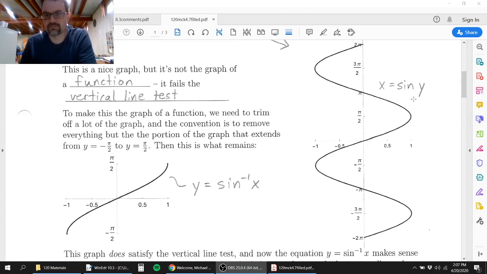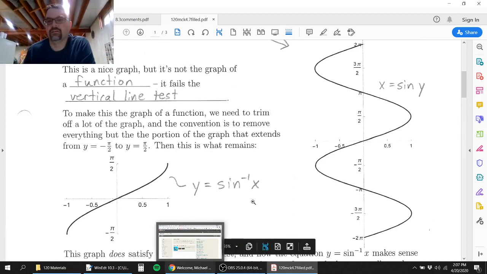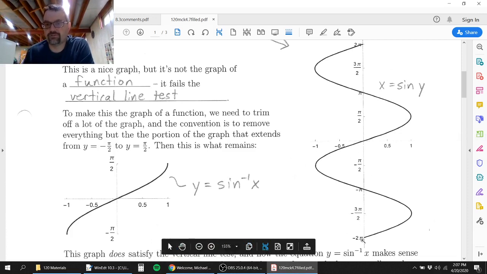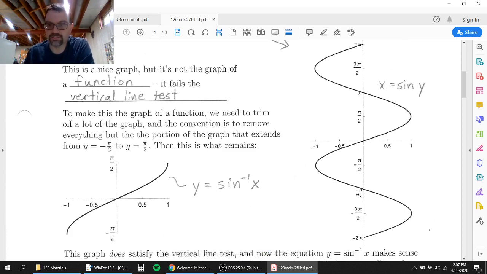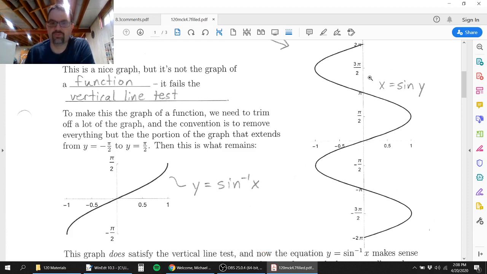So this graph over here, obviously, if you draw, there are lots of vertical lines that cut through this graph in more than one spot. And for the graph of a function, a vertical line should only pass through once, if at all. So this is not the graph of a function, but we use inverse trig functions, right? When you put a number into your calculator and do inverse sine, it doesn't give you a huge list of answers, it gives you one answer.